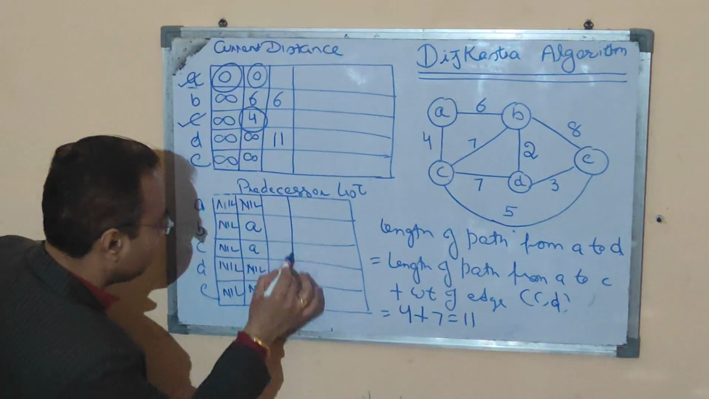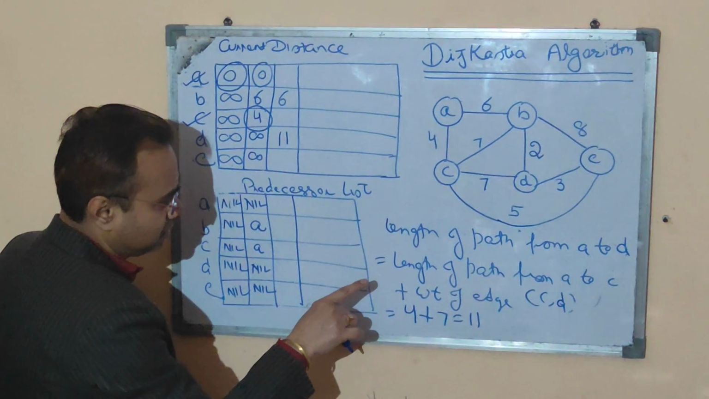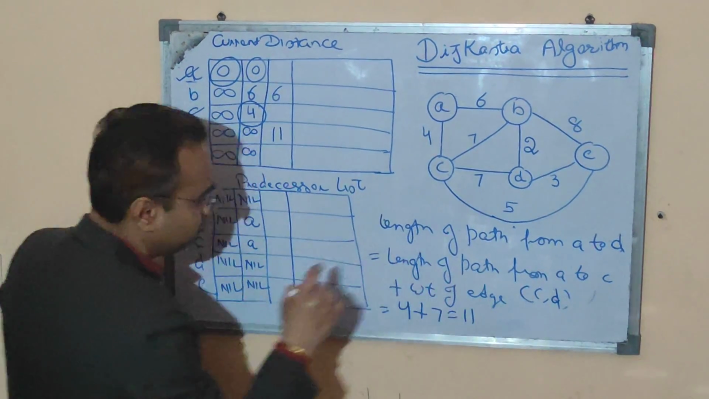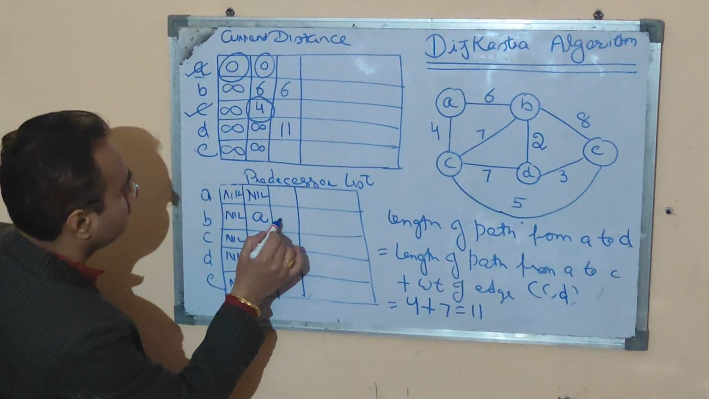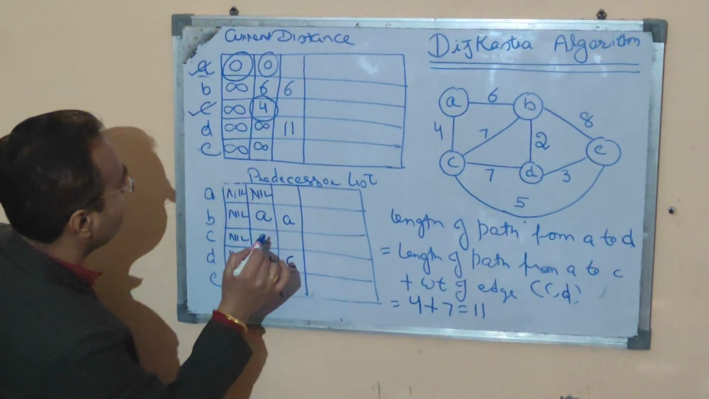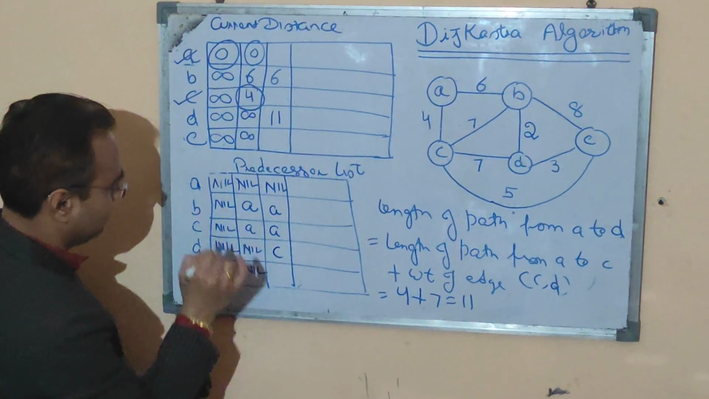And accordingly, we have to update the predecessor also. So in the shortest path, the predecessor of D is going to be C. Okay. So this is not going to be updated. This is not going to be updated. This we have marked as nil.